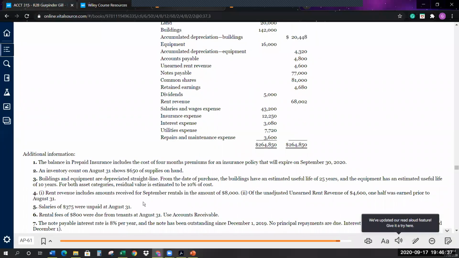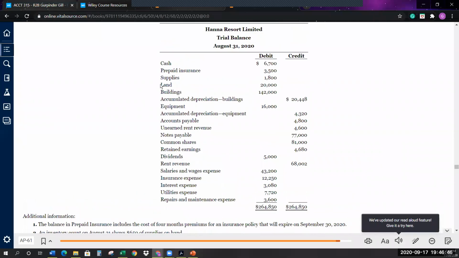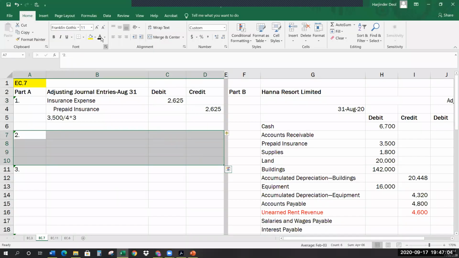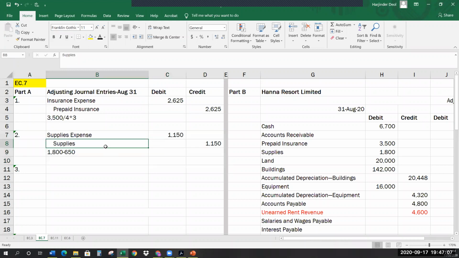Number 2, inventory count on August 31st shows $650 of supplies on hand. So what they are referring to is the supplies account. Supplies here is worth $1,800. They are saying that whenever this got recorded, $1,800 was fine, but at the end of the year, the supplies on hand is only $650, which means the difference in those two numbers is now used up. So we will credit the supplies account to bring the asset down, and we put it to supplies expense account because it is now used up. You are only left with $650 of supplies, and that is what will show up on your trial balance once we get to that.